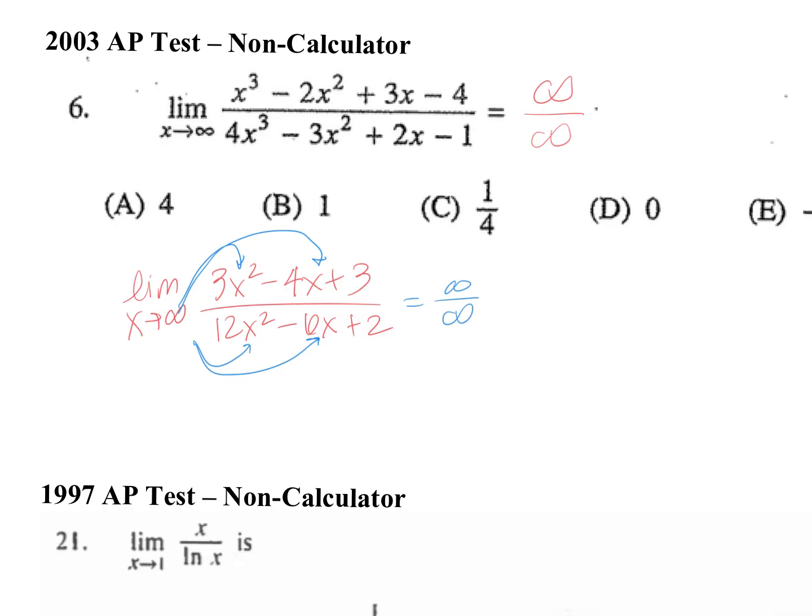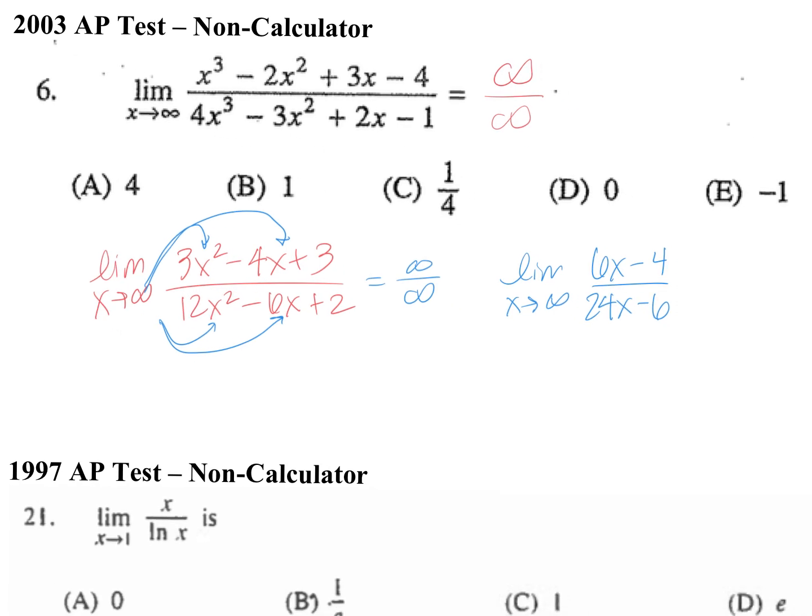And L'Hopital says, cool. Do it again. Do my rule again. Thomas, you think you got your answer? Yeah. I love it. What's the derivative of 3x squared? 6x minus 4 over 24x minus 6. We're getting there, people.